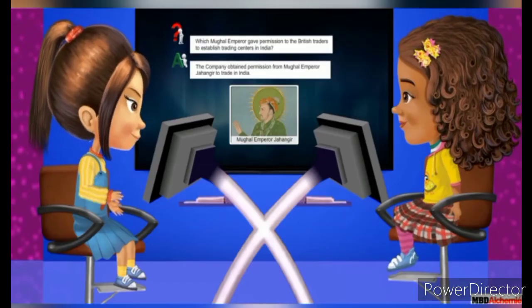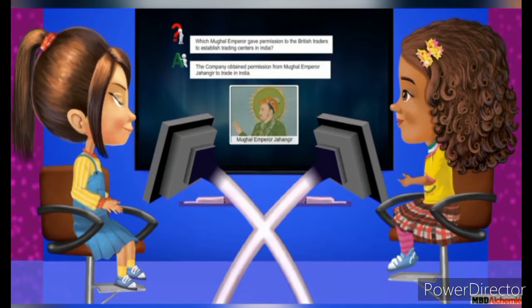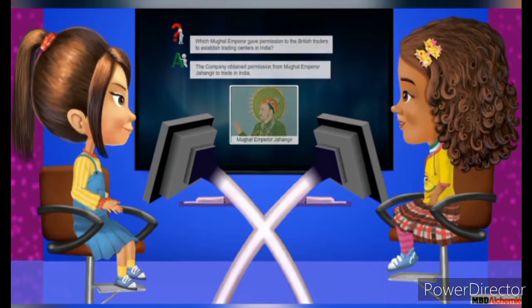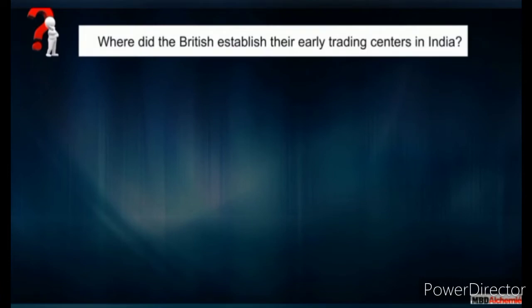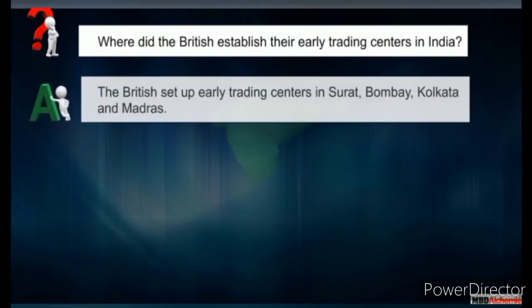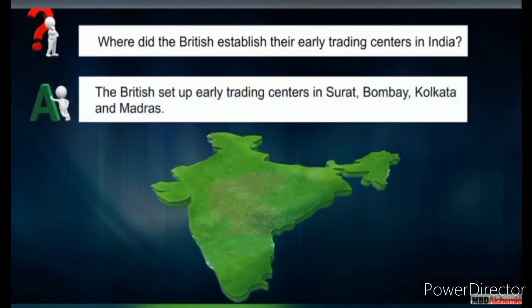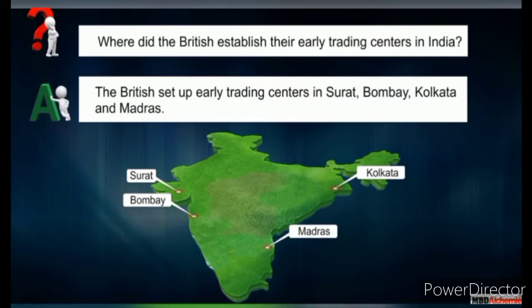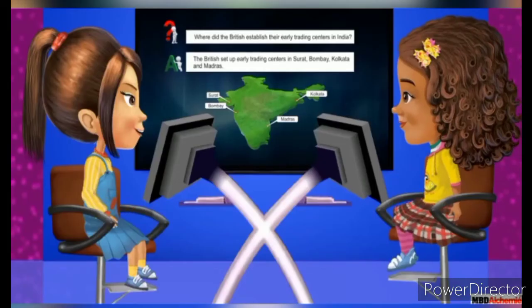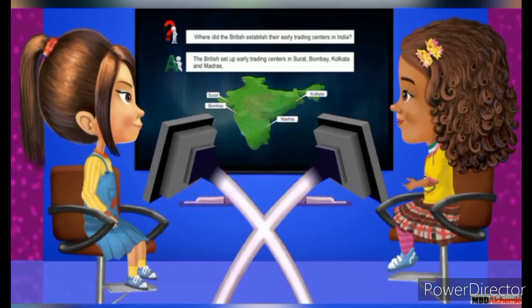Yes, you're right. Now, my turn. Tell me, where did the British establish their early trading centers in India? Let me recall. The British set up their early trading centers in Surat, Bombay, Kolkata, and Madras. Is that correct? Yes, that's correct.